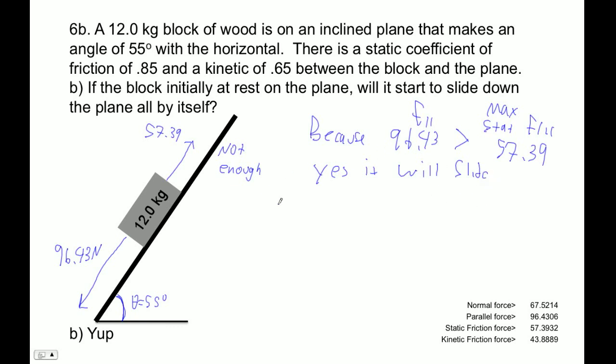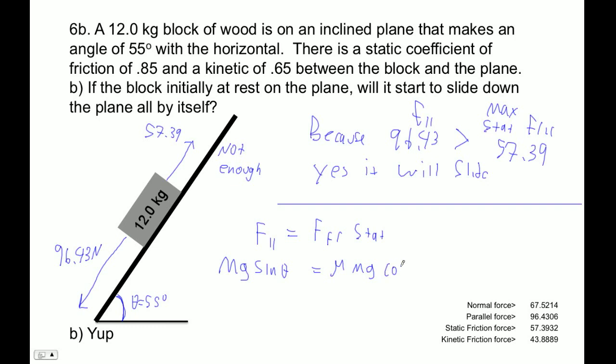Now let me just show you something here just for fun, okay? This helps you when you later become a physics teacher, right? The question is, will it stay on the plane? What you can do is you can look at this angle right here, okay, and the force parallel down the plane, okay? If the force parallel equals the force of static friction, that's going to be the angle that makes it stay on the plane, right? So what we do is we say mg sine theta equals mu mg cos theta, right?